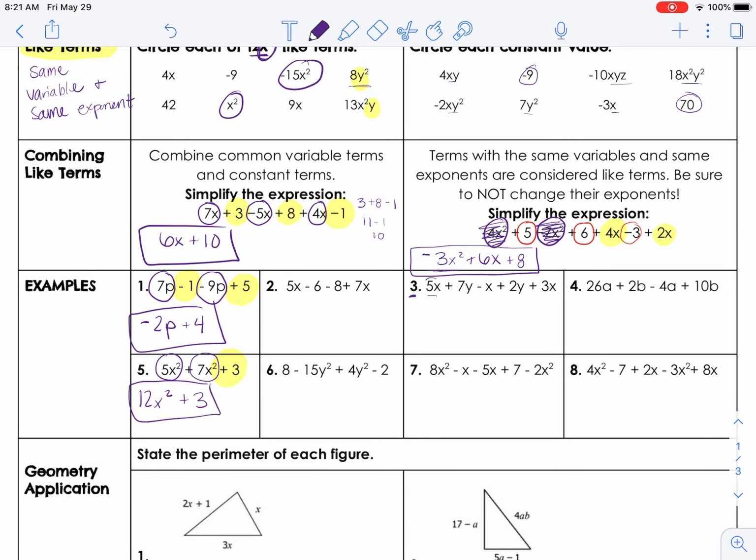So I want to go in and find all my x's. So I've got my 5x, my negative x, remember that's just an imaginary 1 right there, and my 3x. So I'm going to combine those terms. So 5 minus 1 plus 3 is going to be 7x. And then I want to find my y terms and combine those. So it's going to be 7y plus 2y, which is a positive 9y. And that's my answer there.